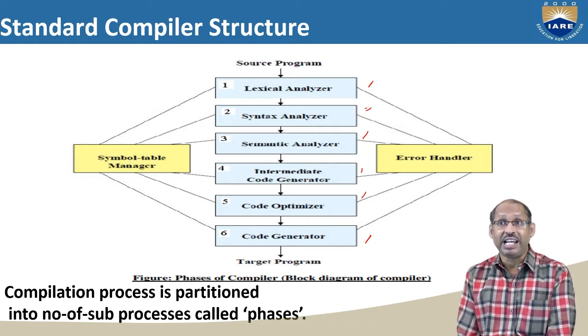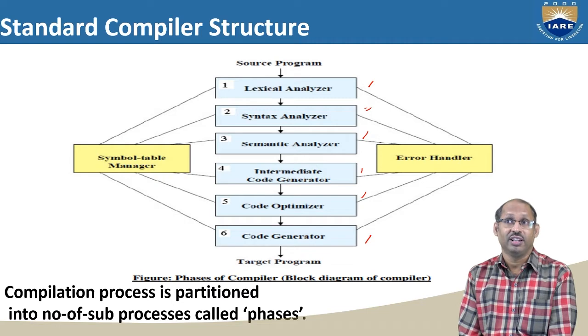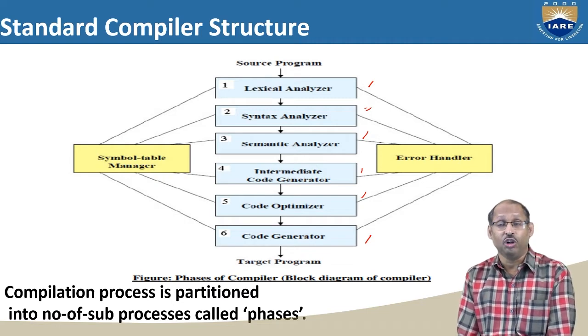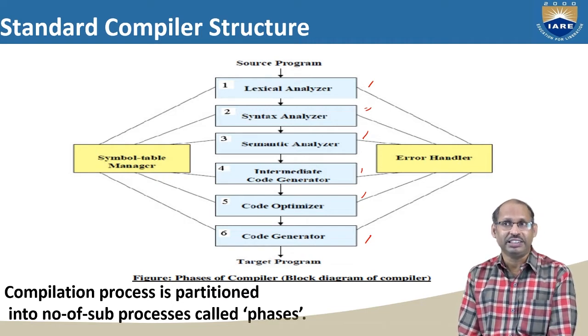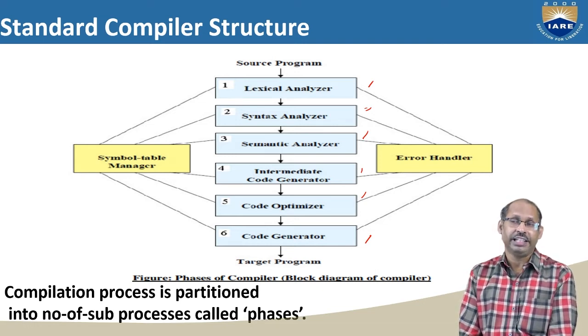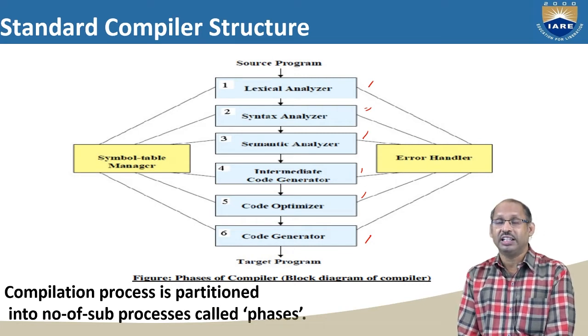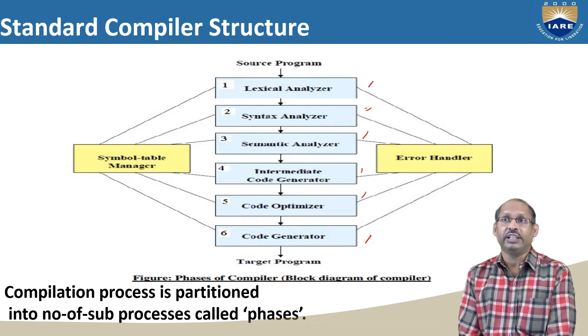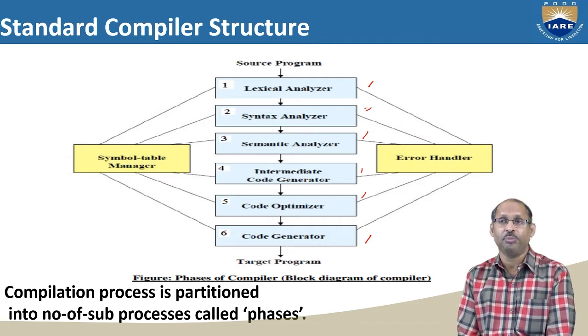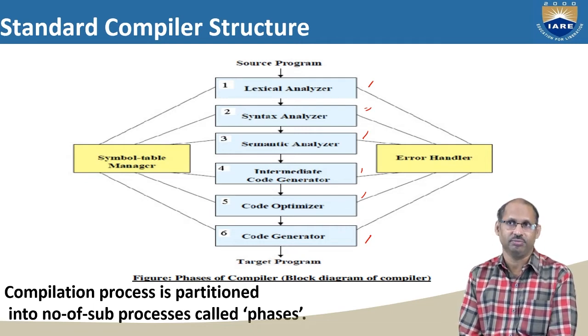The abstract syntax trees, the output of the semantic analyzer, will be converted to the intermediate code form, 3 address code. So that is the output of the intermediate code generator. For example, we are considering 3 address code, right?